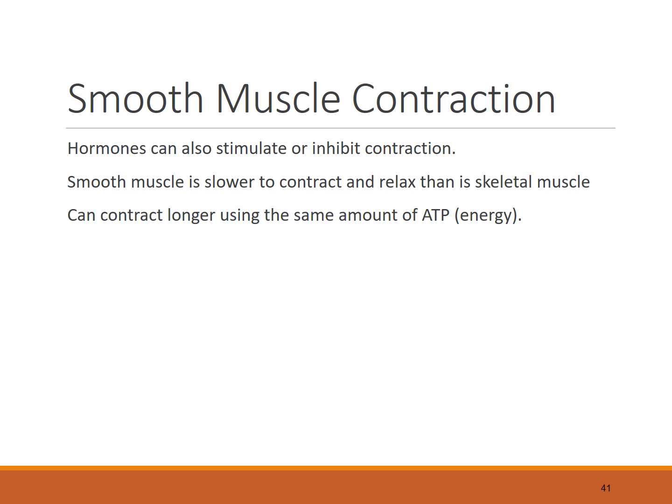Smooth muscle is slower to contract and relax than skeletal muscle. It also doesn't generate as much power or force. However, it's therefore fatigue resistant. It can contract longer using the same amount of ATP or energy. Your skeletal muscles, specifically your large skeletal muscles, are the real energy hogs of your body. They require an awful amount of ATP to contract.